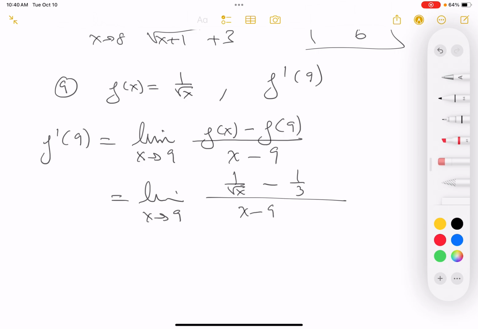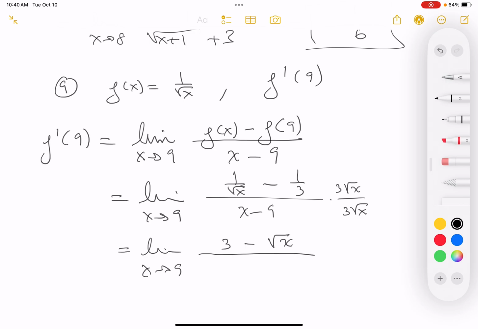Again, I can't do that limit as written. I need to simplify this, right? So what are you going to multiply top and bottom by? The minor LCD, root x times 3, or 3 root x. Let's put this down for you. Limit x goes to 9. And what do you get there? We get 3. That's not so bad. And then you get minus root x. And what do you get in the bottom? 3 root x, and you get x minus 9.